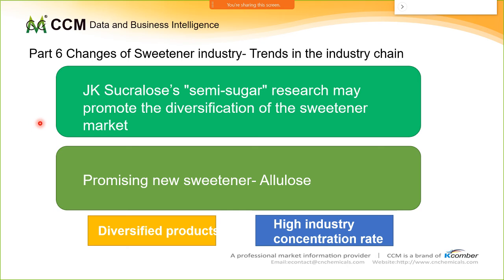On January 16, JK Sucralose signed a sucralose industry chain purchase cooperation agreement with Chongzuo Government of Guangxi, known as the City of Sugars. The initial strategy plan formulated by the two parties is, firstly, the establishment of the Semi-Sugars Project Research Institute in Chongzuo City.